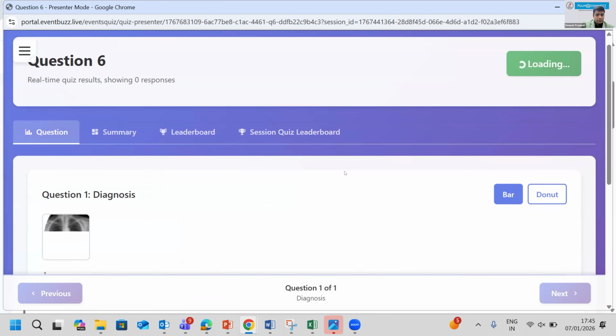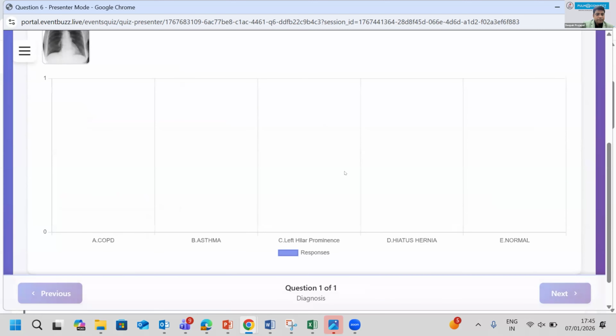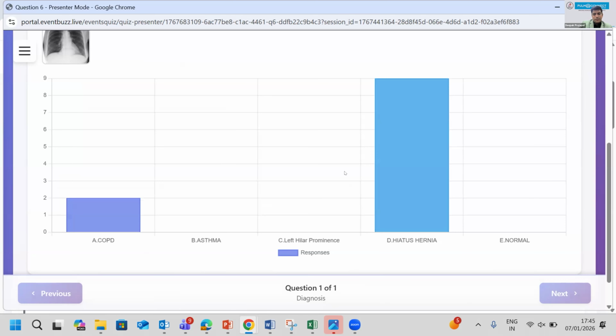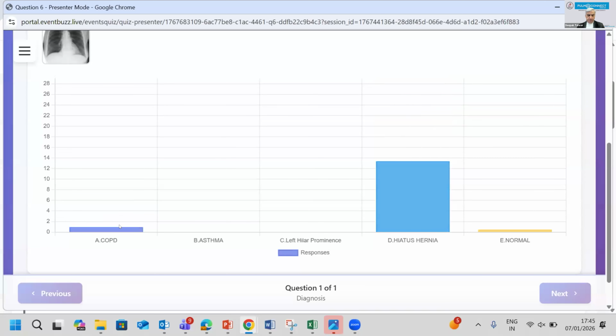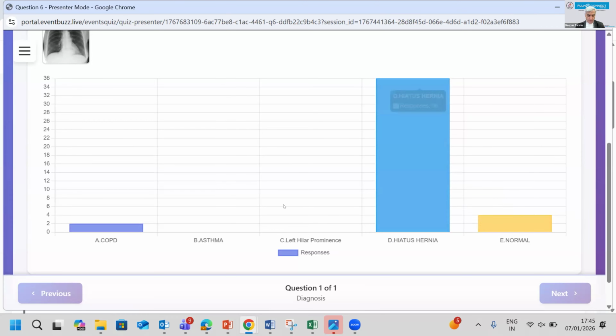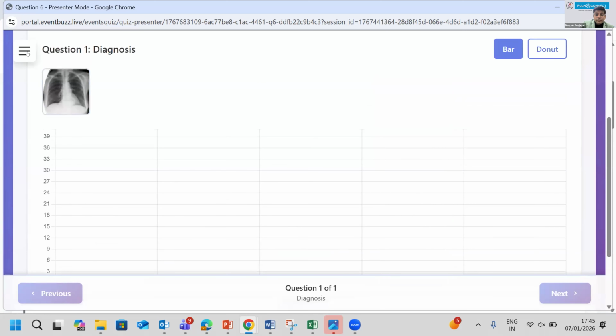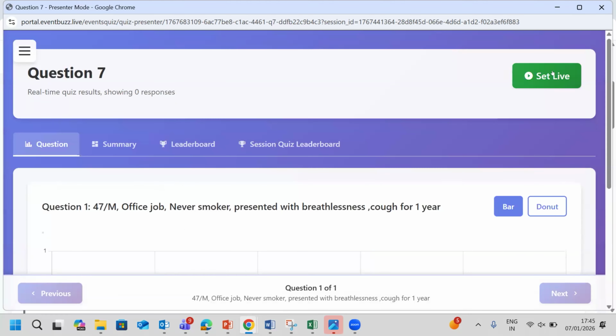So the sixth question is, what is the diagnosis in this radiograph? So your options are COPD, asthma, left hilar prominence, hiatus hernia, or it's a normal X-ray. Time's up. Next question.